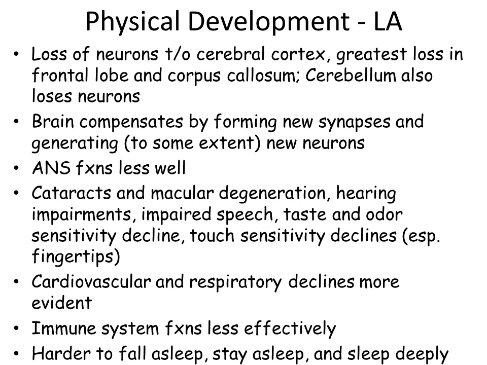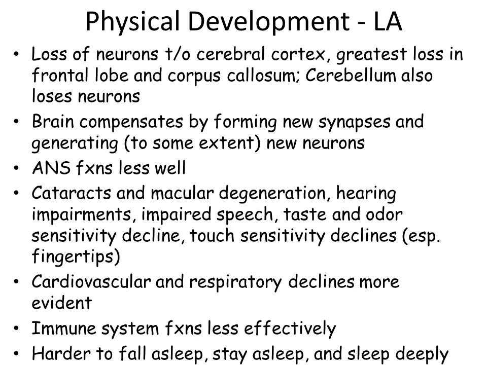There was just a case, I live in the Prescott area, and there was just a case here where an older couple was scammed out of like $10,000. And we hear of cases like that all the time, and they're really sad because they're losing some of their judgment, their ability to look at a situation and determine if it's a good decision. The cerebellum also loses neurons. The brain does compensate some by forming some new synapses and generating, to some extent, some new neurons. The autonomic nervous system functions less well.